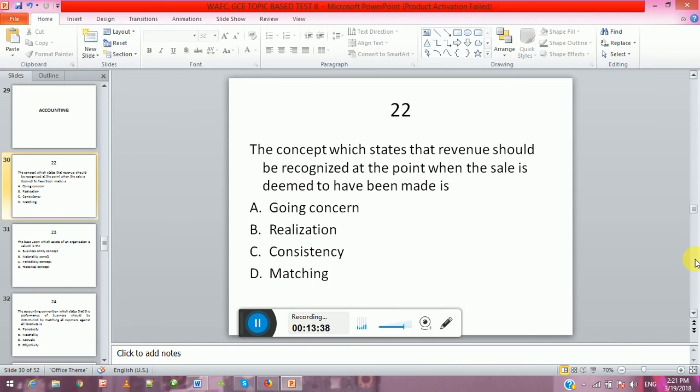Accounting. The concept which states that revenue should be recognized at the point when the sale is deemed to have been made is A, going concern, B, realization, C, consistency, D, matching.